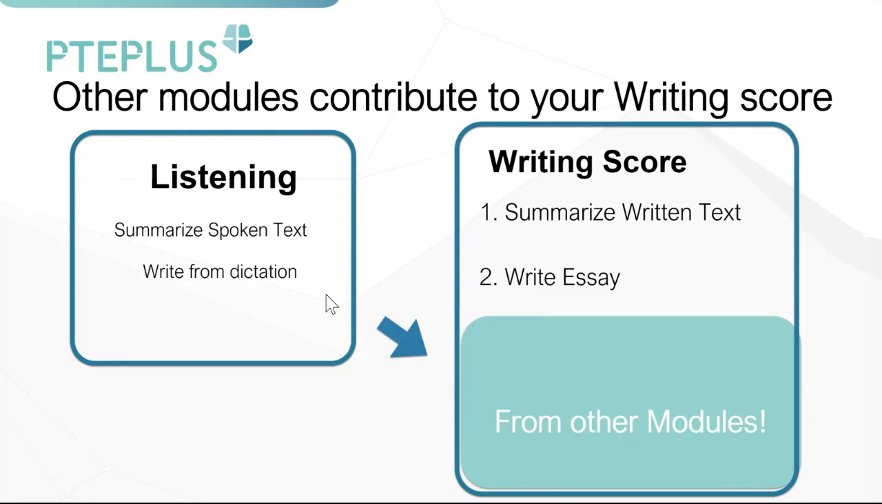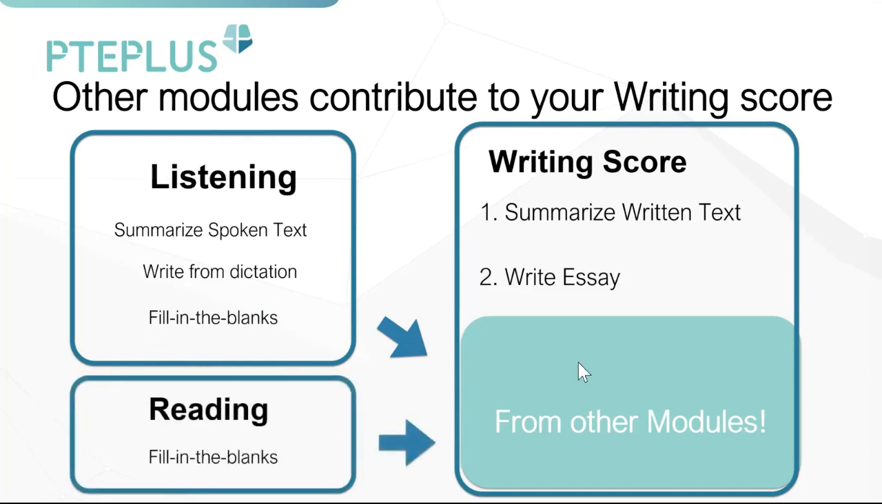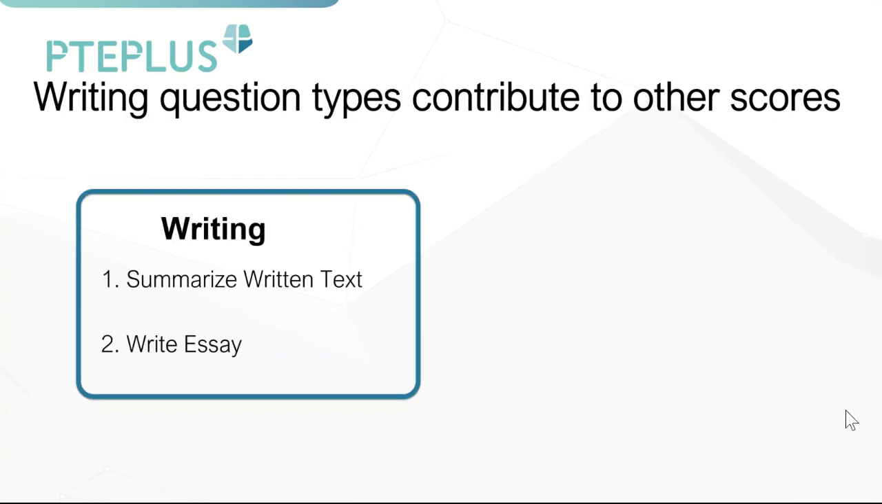Now also, fill in the blanks from both listening and also in the reading section add to your writing score as well. Because all of these question types require you to either listen or read and then write in your response. That's why they also reflect your writing ability and are factored into your writing score. So this stresses the importance that when you're preparing for writing, you need to also make sure that you study for these question types in the other sections as well, because they are just as important for your writing score in the end.